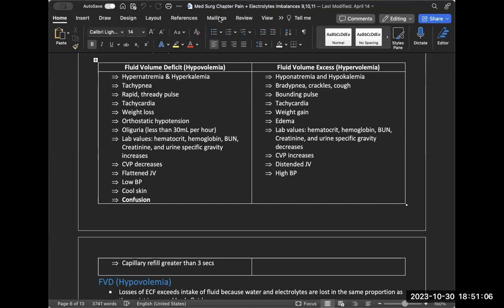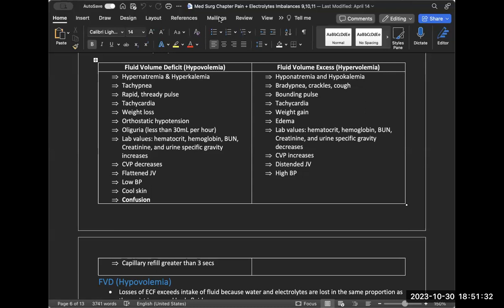Fluid volume excess or hypervolemia is the opposite. So instead of tachypnea, they have bradypnea. Okay, and they have crackles and a cough, right? Because if they have fluid buildup, that fluid buildup might go in their extremities, but it also may go in their lungs. So we expect to have crackles, and a lung assessment, especially for these patients, keep that in mind, is very, very important. They will have weight gain.